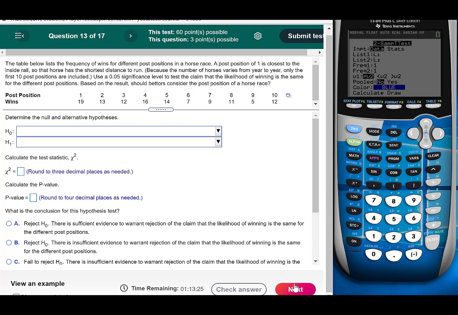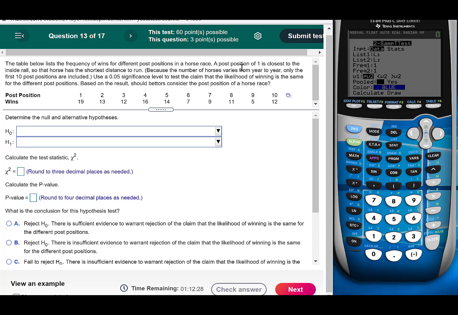Next question. Okay, this is from section 12.1, goodness of fit test, guys. He says the table below lists the frequency. Once he says a frequency of wins and gives you more than 2 observed values, you know it's a GOF test.